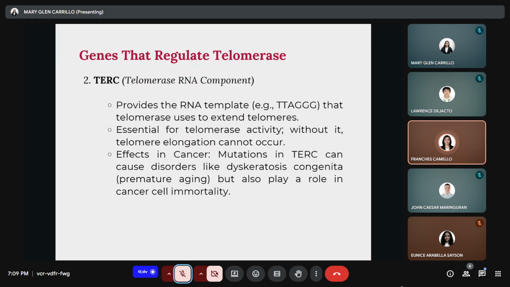Mutations in TERC can cause premature aging syndromes like dyskeratosis congenita, but in cancer, the availability of TERC ensures that telomerase keeps extending telomeres, feeding tumor growth. Next slide, please.